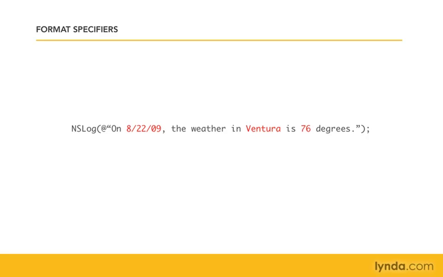Format specifiers are what we use when we want to replace some of the contents of a string with our own values. Now, what do I mean by that? Well, let's say that we have a message that we want to output to the console at some point in our program. And it's something like this.